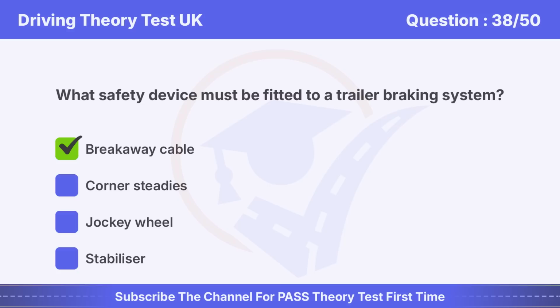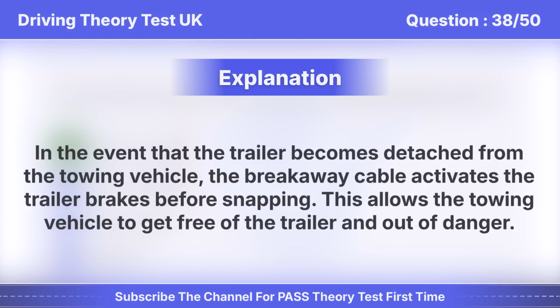Answer is A, breakaway cable. In the event that the trailer becomes detached from the towing vehicle, the breakaway cable activates the trailer brakes before snapping. This allows the towing vehicle to get free of the trailer and out of danger.